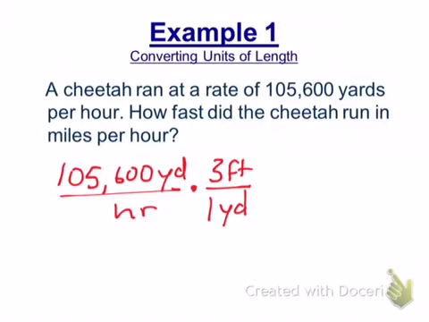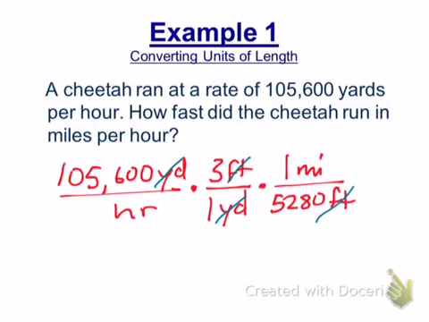Now I've got to convert feet to miles because the yards is going to go away. So I want 1 mile is 5,280 feet, and I know that's right because I need feet to go away, and the feet will go away because I cross cancel those units. And I'm left with miles on top and hours on bottom, and that's exactly what I want.